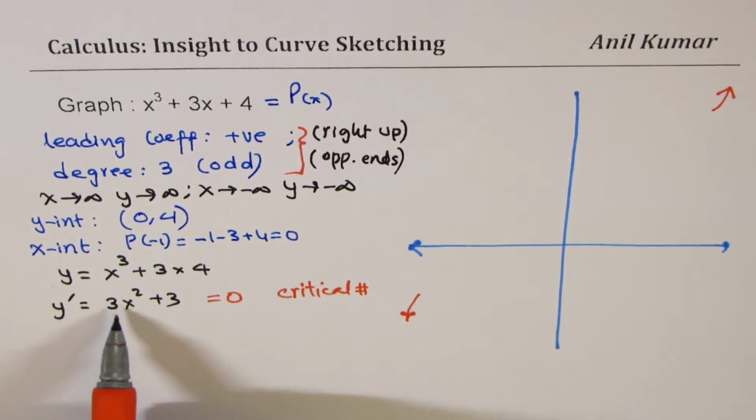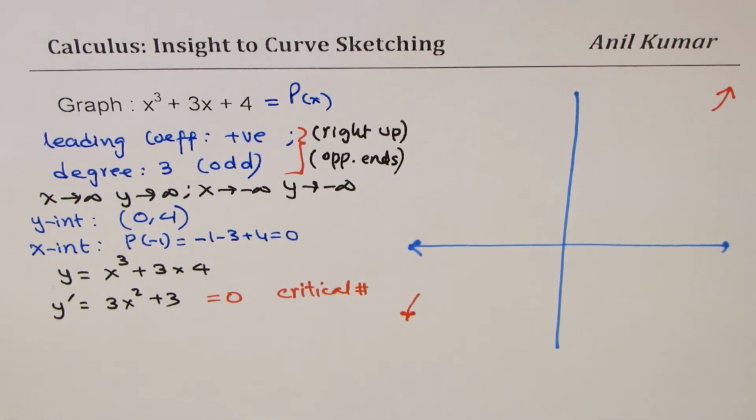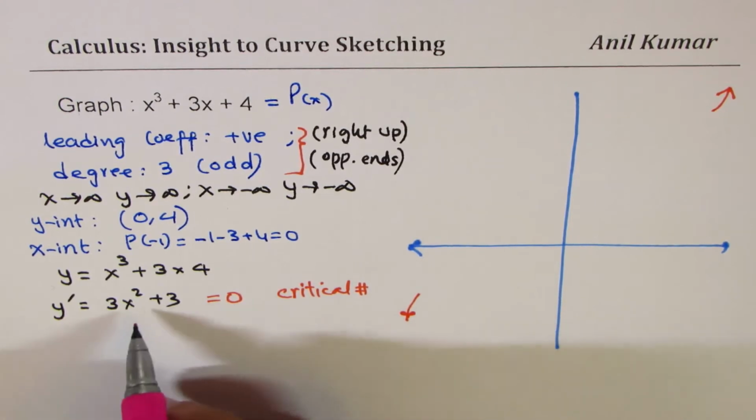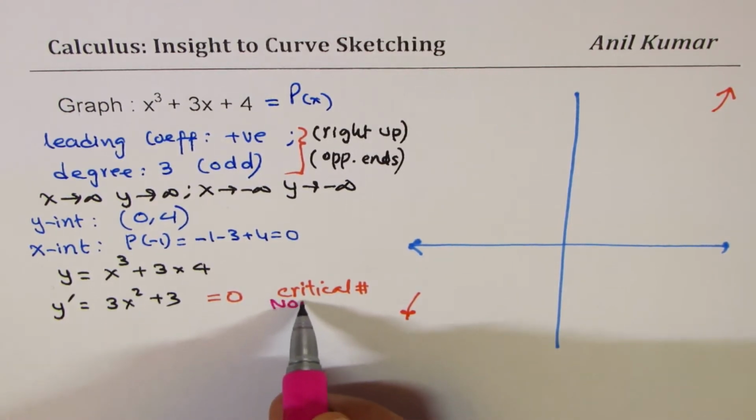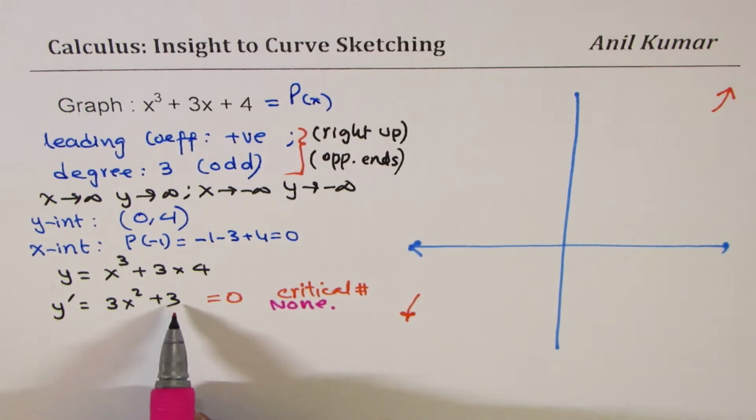Now, since it is 3x squared plus 3, it is never 0. So what we get here is that there is none, right? So there is no critical number. Do you see that? So we find none, since this expression is always greater than 0.